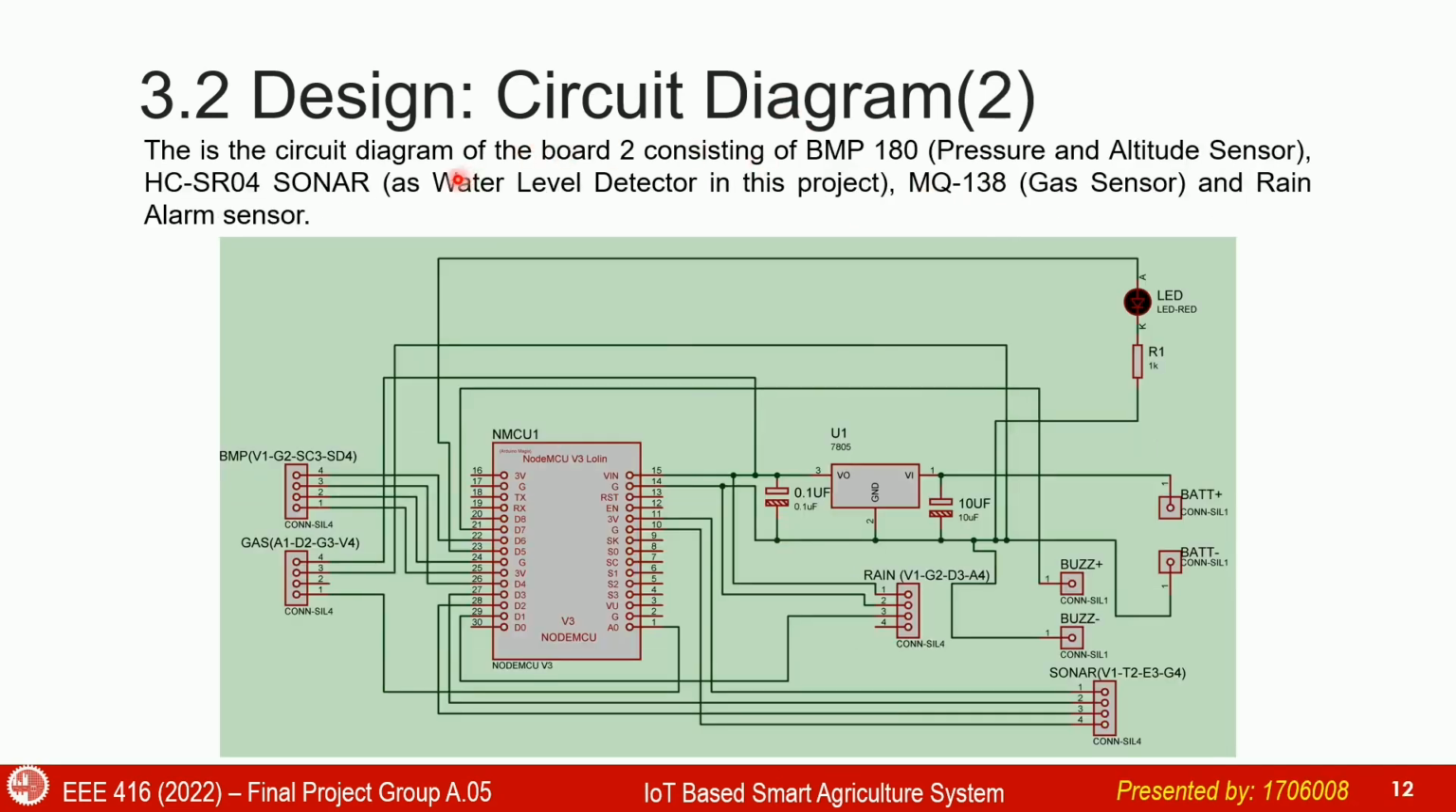Next, we will see the circuit diagram of board 2, which consists of BMP180 sensor, which calculates pressure and altitude. The sonar sensor calculates the water level of the tank. Then we also have a gas sensor, which is MQ135, and a rain sensor, which shows us whether it is raining or not. In both of the circuit diagrams, we power up the Node MCU with a battery and a 5-volt voltage regulator.